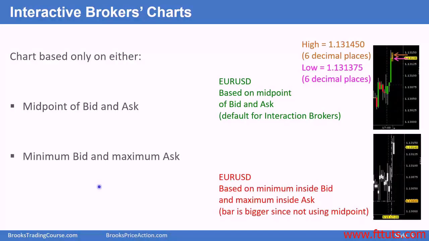And then they also create charts based upon the minimum bid and the maximum ask. The bar is bigger because it's not using a midpoint, it's using the bid and ask. And the high of this chart is here at 16.5 pips, and here is 14.5 pips. The low of this bar is 1.1312.5. The low of this bar is 1.1375.